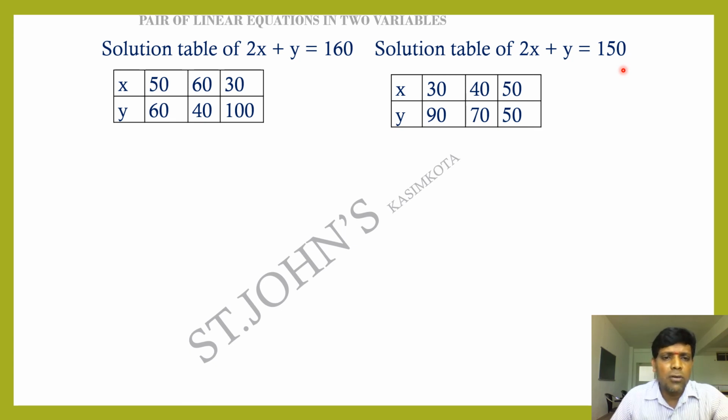Okay, 1 centimeter equals 10 units, because the values 50, 60, 60, 40, 30, 100 are each divisible by 10. So the scale is 1 centimeter equals 10 rupees.